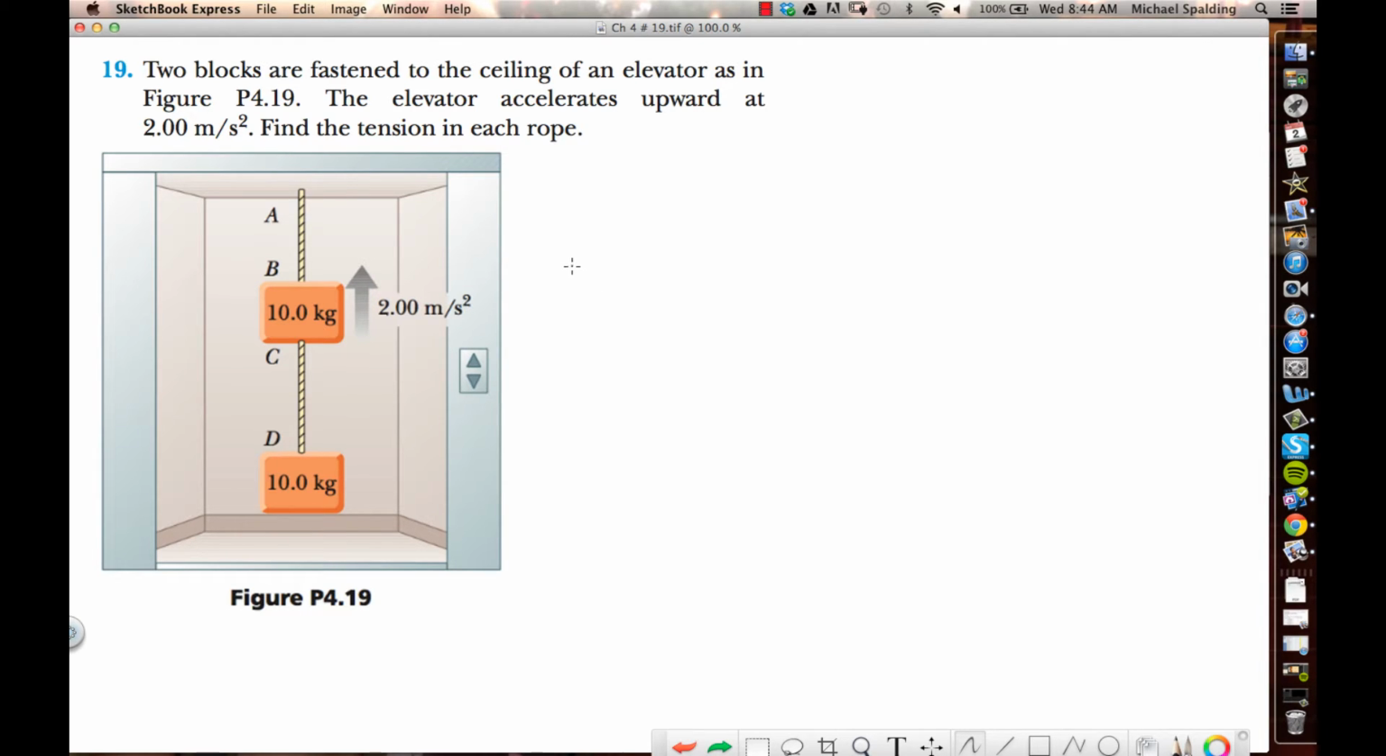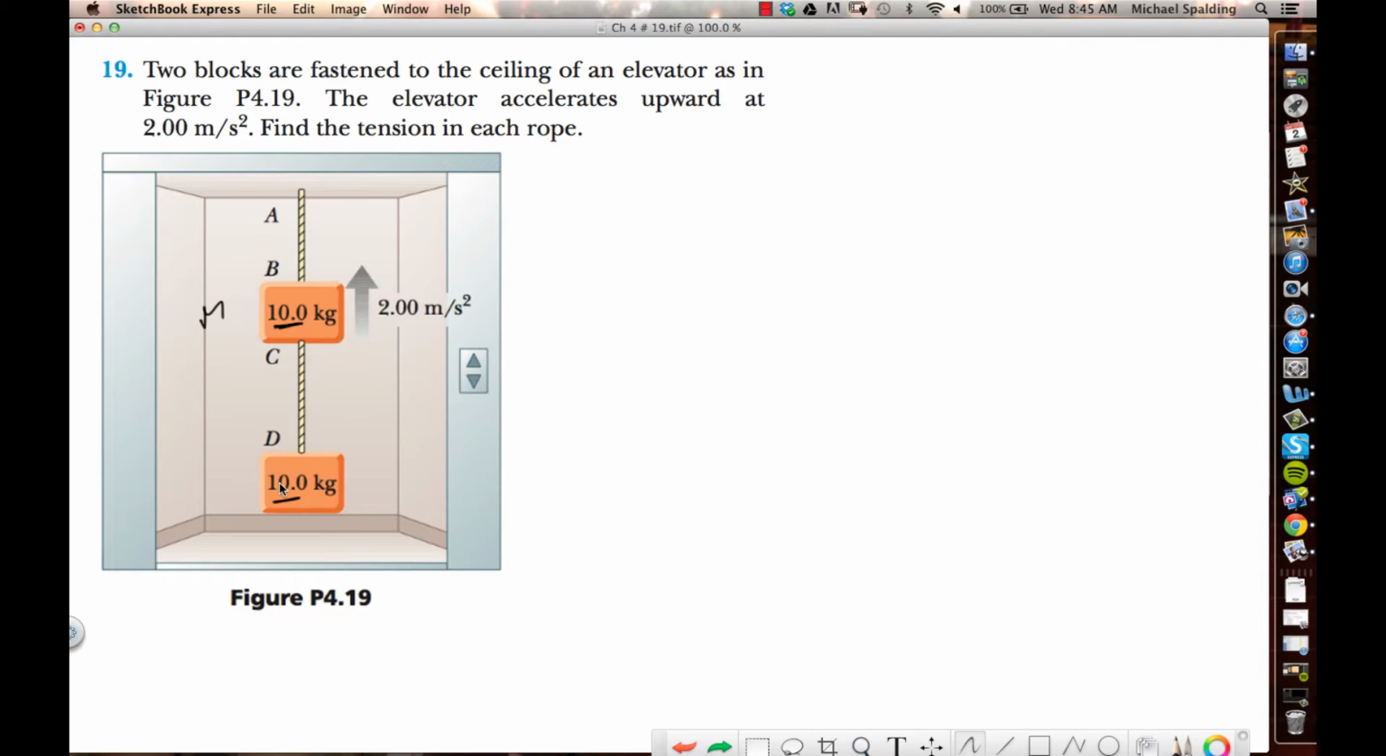Oh, and one thing I want to mention here. This is nice because the masses are the same. But what if the masses were different? What if this were 10 kilograms and this guy were 5 kilograms? Then you wouldn't just say F equals MA. You'd have to specify the mass. You'd have to call this guy M1, call this guy M2 to keep track of the masses. You know what I'm saying? But since the masses are the same, we can just say M, and M is 10.